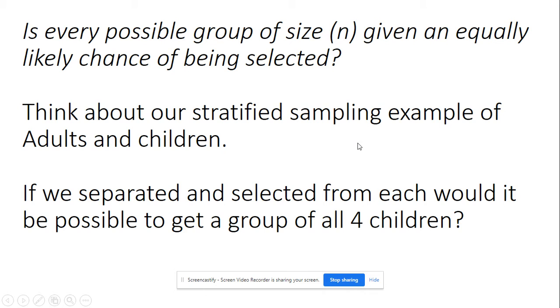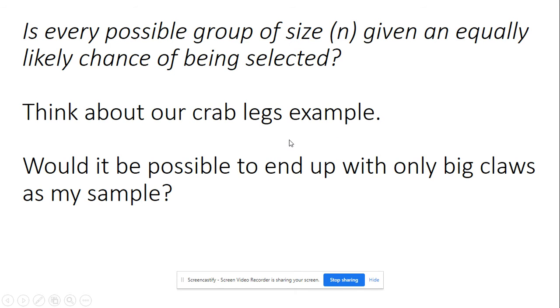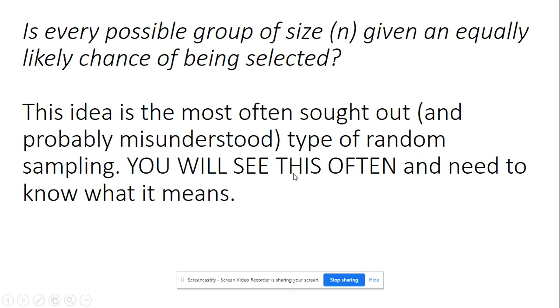So getting into the whole idea of every possible group of size n being given an equal likely chance of being selected. When we had 6 adults and 6 children, and we selected 4, so we selected 2 children, 2 adults, would it be possible to get a group of all 4 children? No. So that means that every possible group of that size did not have an equal likely chance of being selected from that population. That's the other example I used.